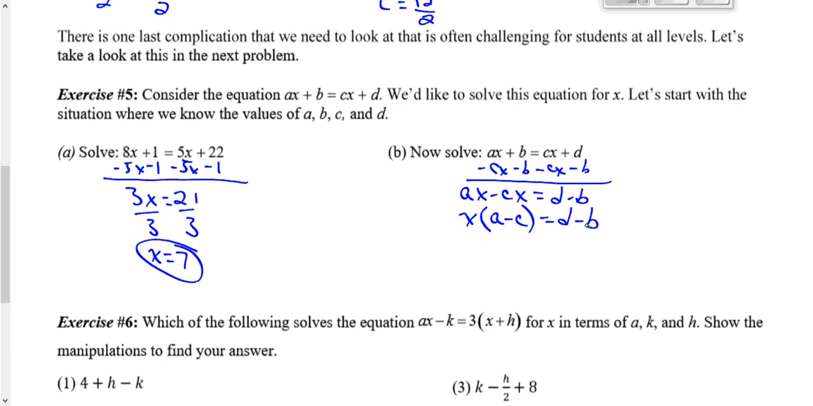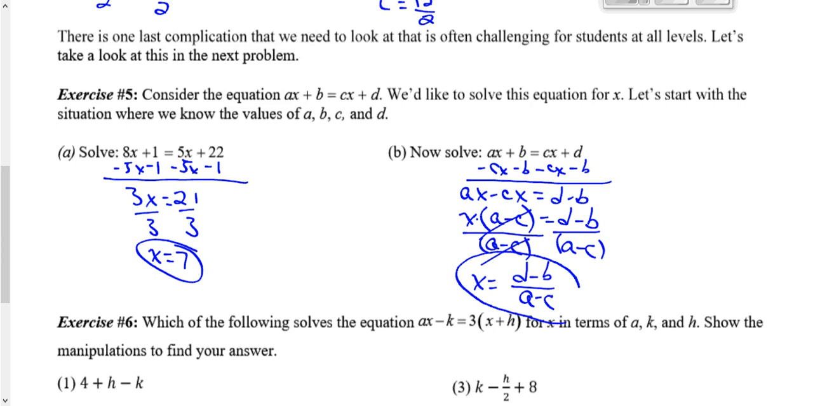Divide both sides? No, not by x. I want to keep the x. Well, x is being multiplied by this a minus c. What undoes multiplying by a minus c? Dividing by a minus c. So these cancel, and you get x equals d minus b over a minus c. I don't really need parentheses there because the horizontal line is already a grouping symbol.